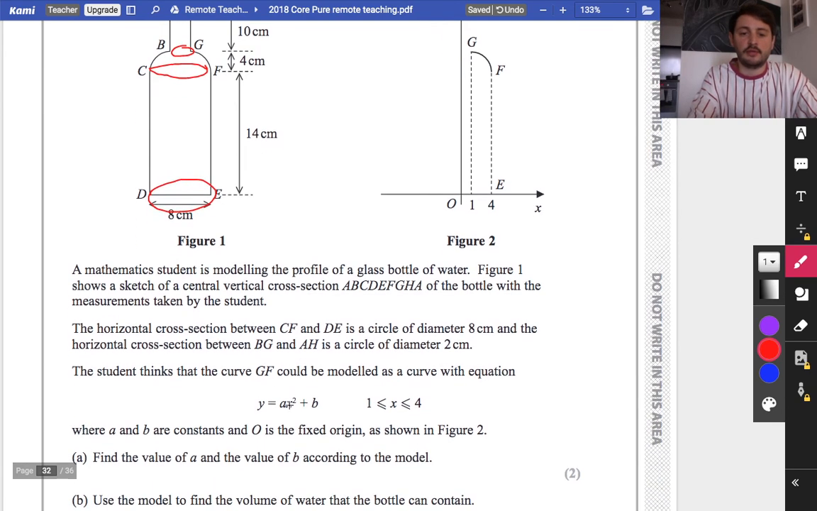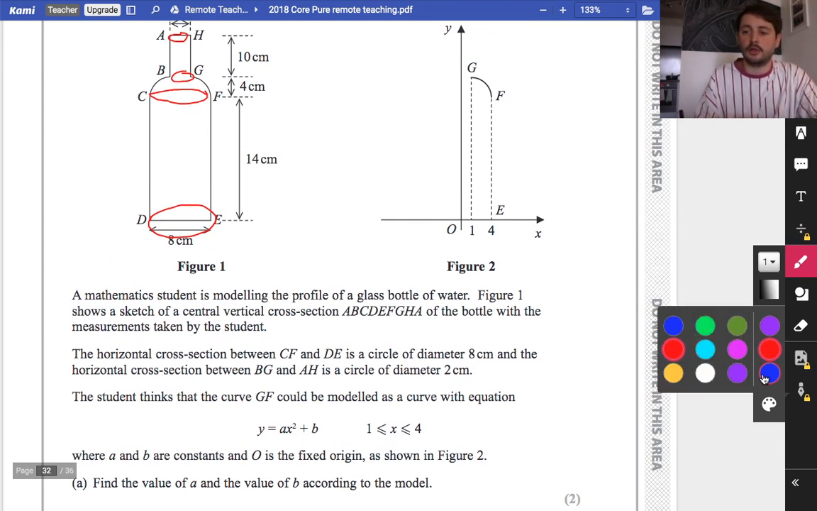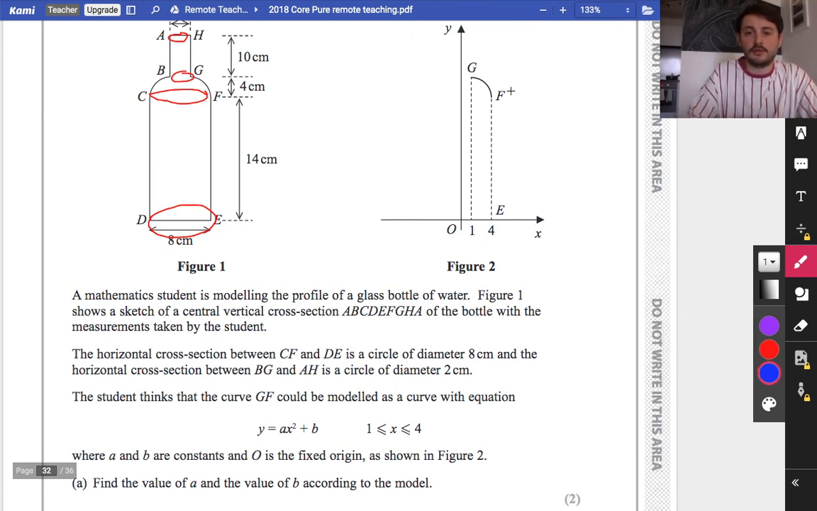A student thinks that this could be the equation where A and B are constant and O is a fixed origin as shown in figure 2. Find the value of A and the value of B according to the model. So it looks like they've tried to change it into coordinates. So let's just think. F's coordinate, it's got an X coordinate of 4 and a Y coordinate, well, it's gone up 14, so I'm going to say it's (4, 14). G has an X coordinate of 1 and G is all the way up 14 plus 4, that is 18.